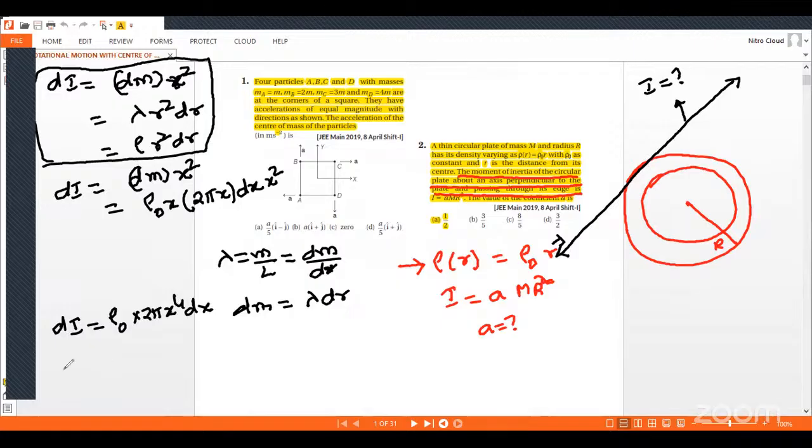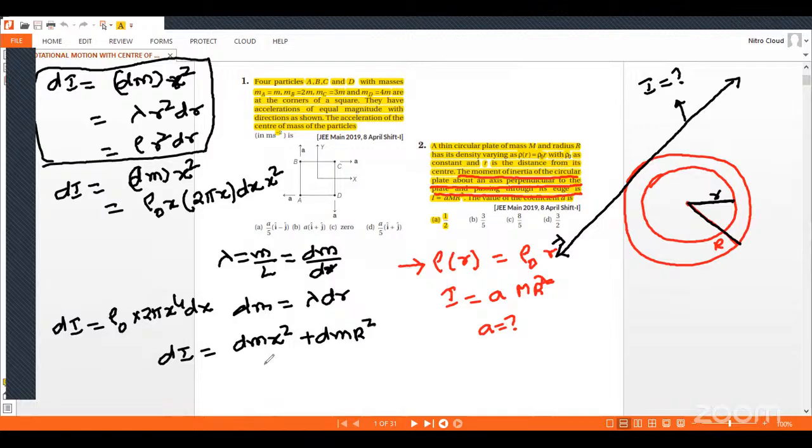Here this distance is capital R and this distance is small r. That is inner ring it is small r, outer ring it is capital R. So the total moment of inertia dI equal to dm into x square plus dm into r square.